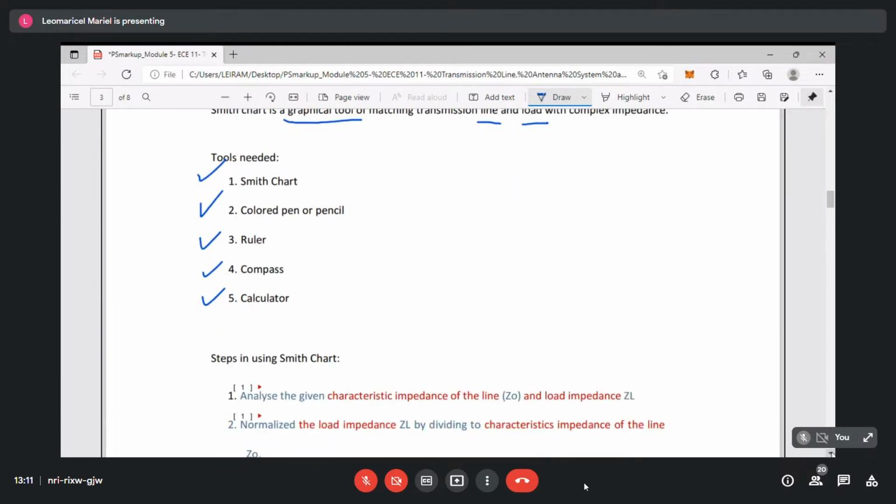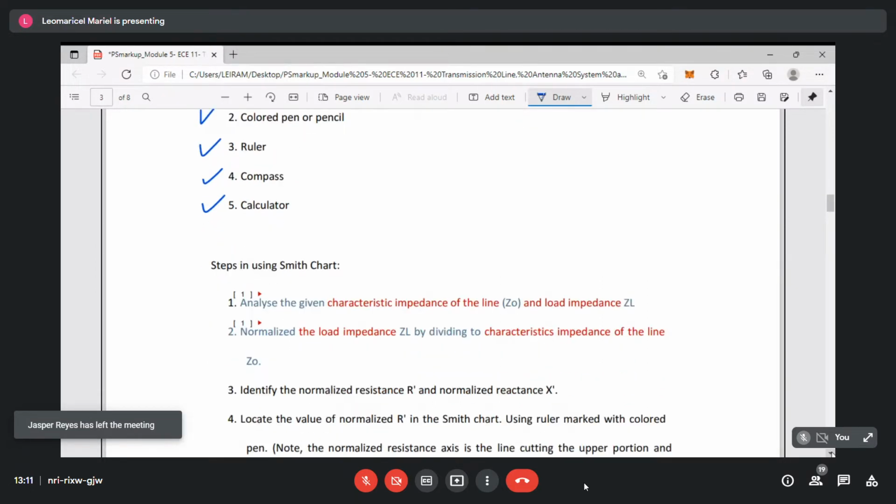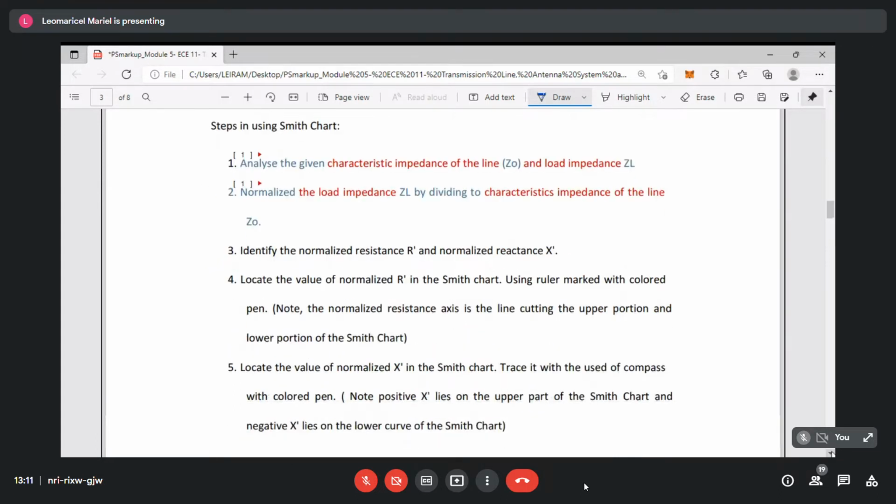I will also be sending videos with step-by-step instructions on getting the values, or how to use the Smith chart. It is hard to explain this online, because I want to draw it but cannot. So I will be sending a reference YouTube video for you to have an idea how it is done. But there are steps in using the Smith chart.